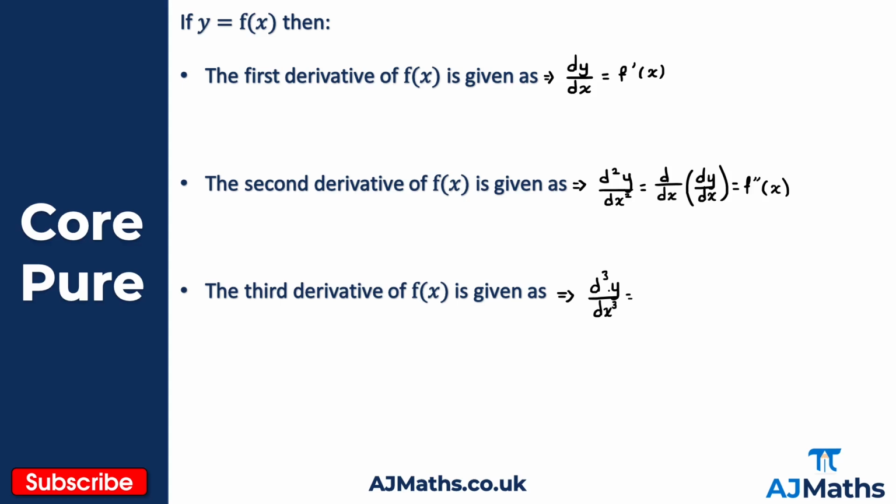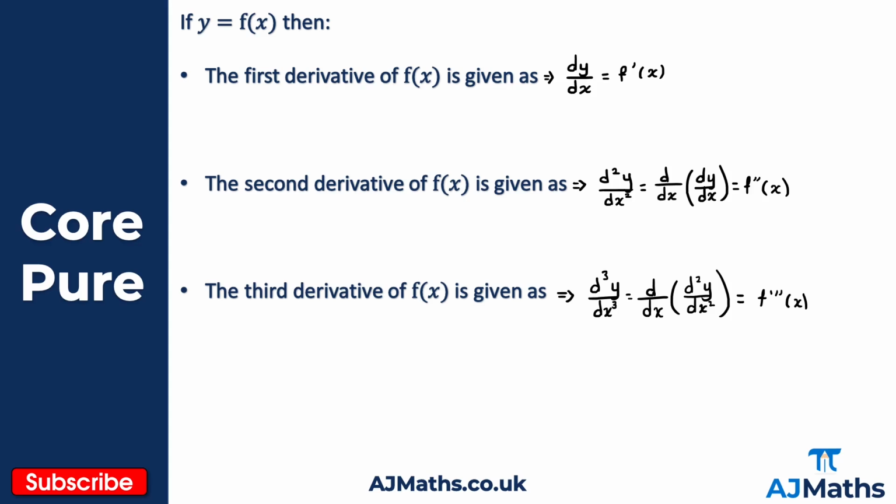As you might have guessed, this is the derivative of the second derivative. So we just differentiate the second derivative again with respect to x. So we get d by dx of the second derivative, d squared y over dx squared. And what you might also expect here is we get f with three dashes now. So three dashes here represents the third derivative of f of x.